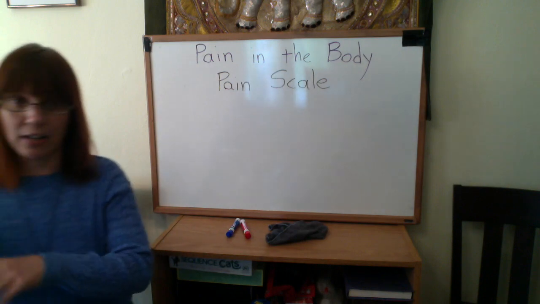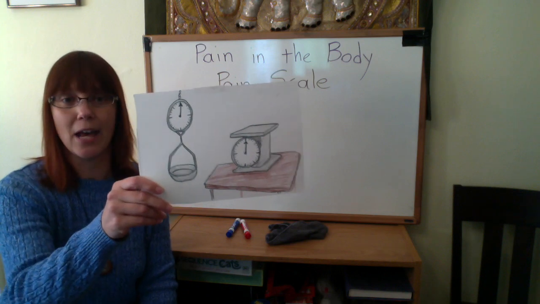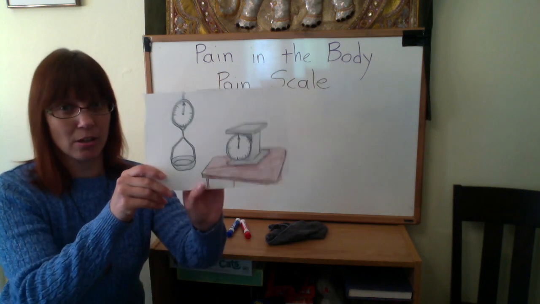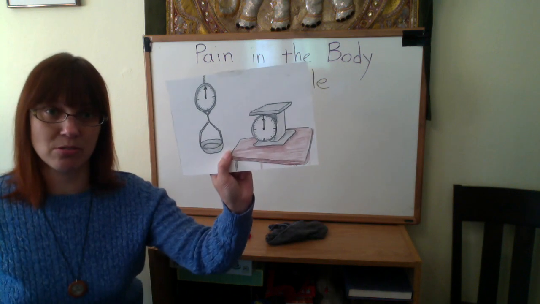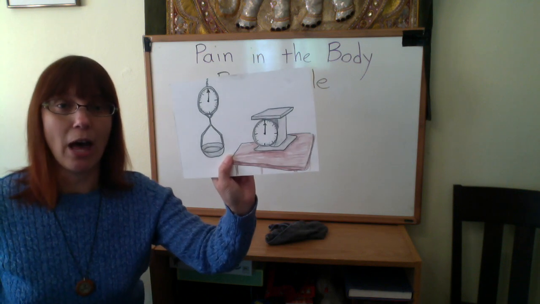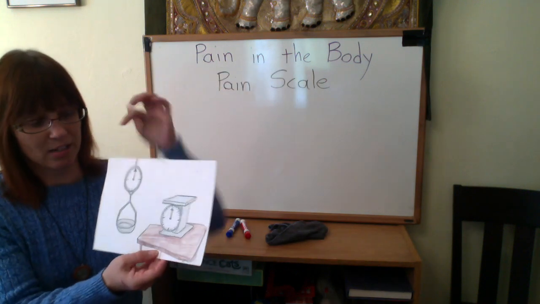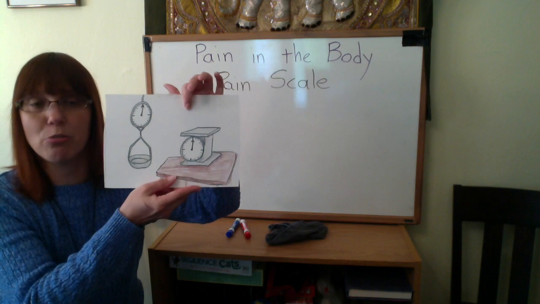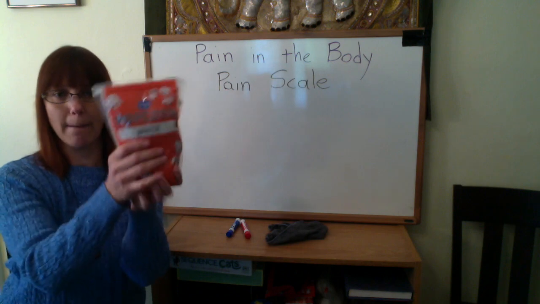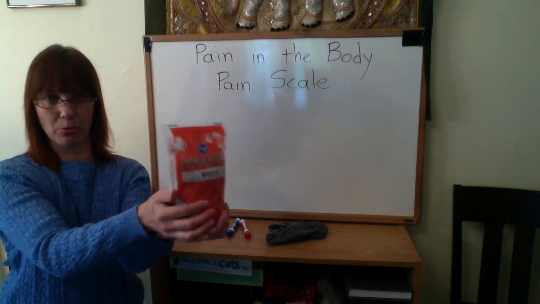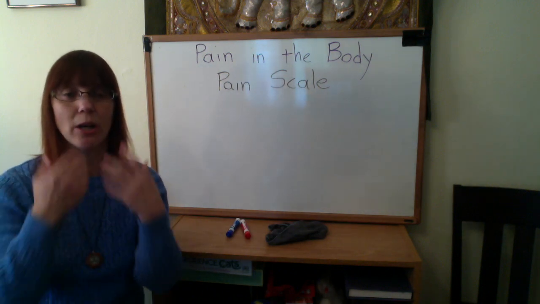You also see a scale when you go to the grocery store sometimes and you want to buy fruit and vegetables, and you put fruit and vegetables on the scale to see how many pounds of onions or apples you want to buy. And a scale gives you the number, 2 pounds, 3 pounds, 4 pounds. This is a 1 pound bag of popcorn. So a scale is something that gives you a number.